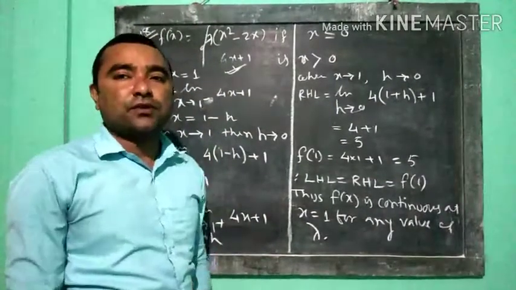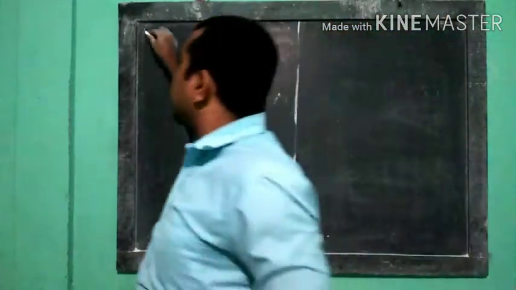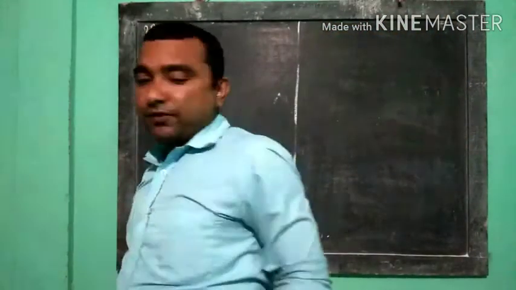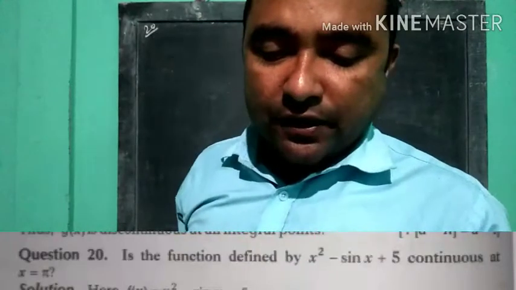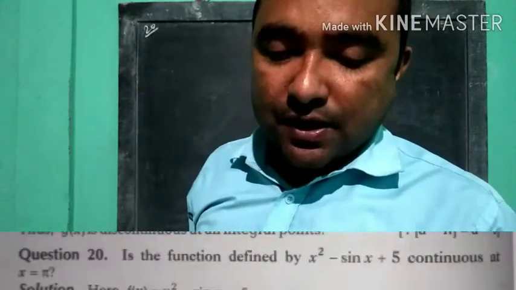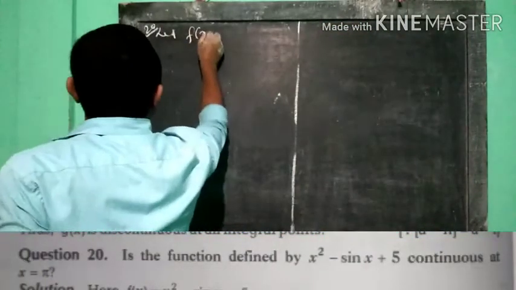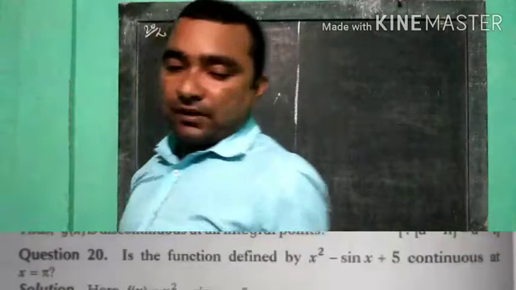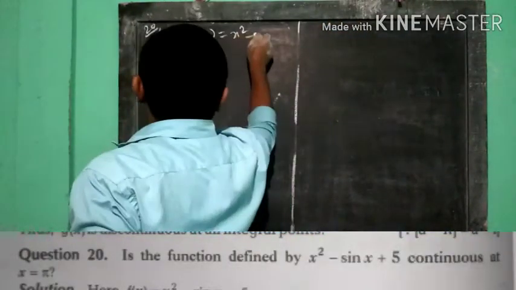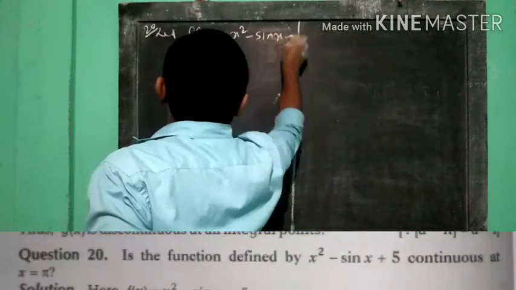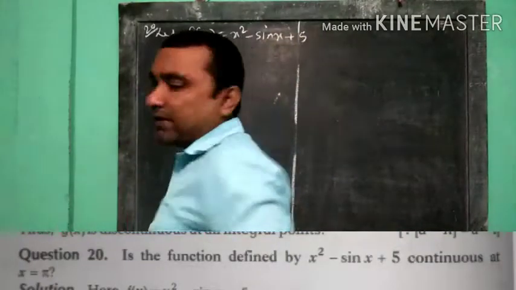Now we are going to solve question number 20. The question is: is the function defined by x square minus sin x plus 5 continuous at x equal to pi? Let the function f(x) equal x square minus sin x plus 5. This is the given function.